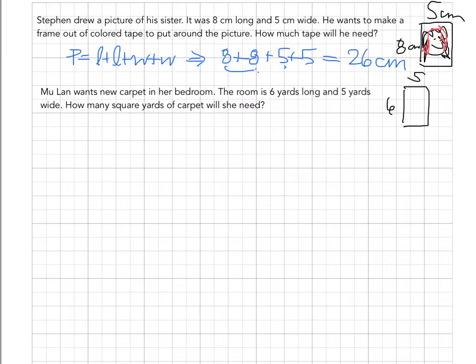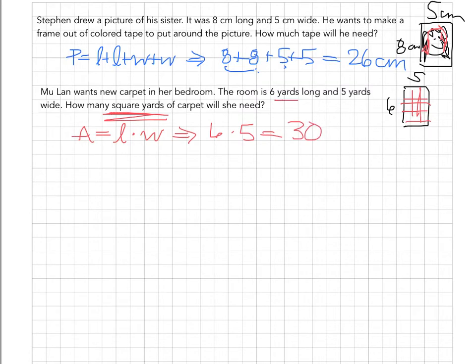Now, I'm looking for, and the hint right here, is that they're going to tell you how many square yards. So you know that we're going to look for little squares. Now if we're looking for little squares, what measurement are we looking for? We're looking for area. So I'm going to use my formula for area. Area equals length times width. And now I'm going to punch in numbers. Area equals 6 times 5. 6 times 5 is 30.